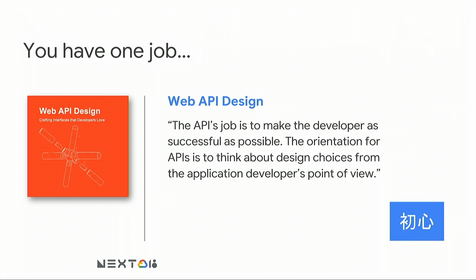The API's job is to make the developer as successful as possible. The orientation for APIs is to think about design choices from the application developer's point of view. If you look in the lower right-hand corner, this little blue section, this is the Japanese expression of shoshin. I apologize if I'm saying it poorly; I don't speak Japanese. But shoshin is the concept of beginner's mind. It's a Zen concept.